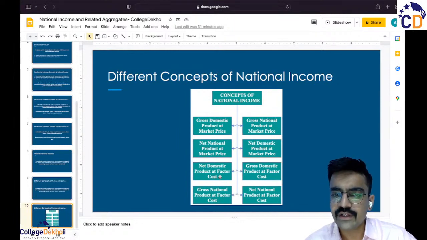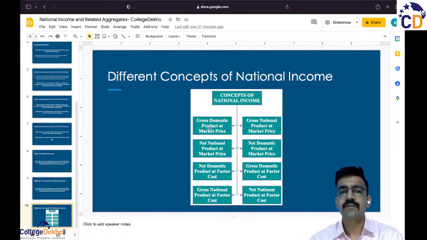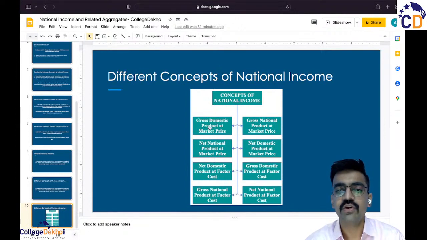So these are three basic distinctions, and on the basis of these basic distinctions, there are eight different types of concepts, which are the gross domestic product at market price. Gross domestic product is the aggregate of the production value of all the products and services in one economic territory, in a given year, and this production value is calculated at market price, right? Now, this production value could also be calculated at factor cost, which is right here.